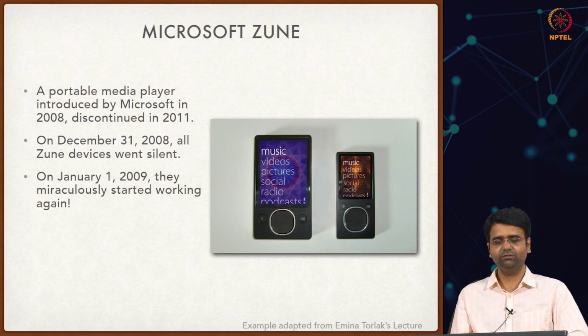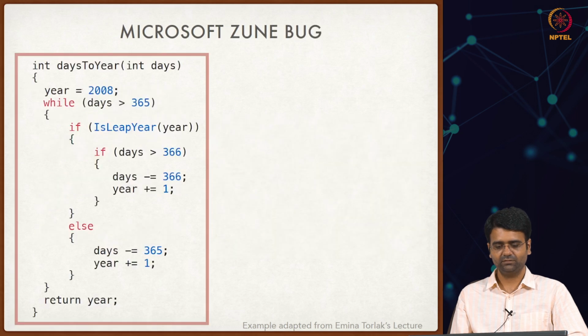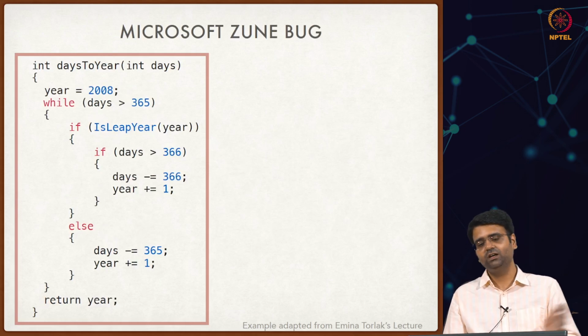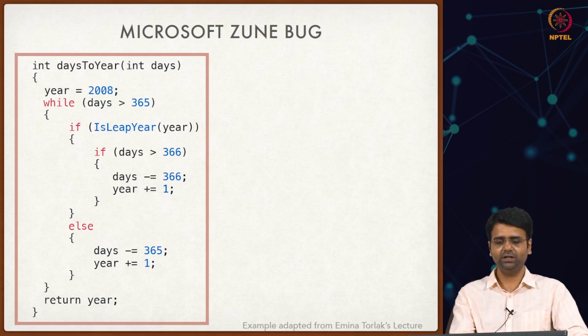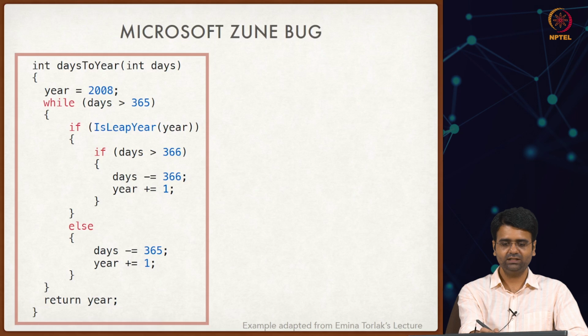The reason why this happened was a very subtle bug, and what we are going to see is where this bug is, and then try to find this bug automatically using BMC. So, here is the Microsoft Zune bug. This is a very simple piece of code, taken from the code that was present inside Microsoft Zune, and what it does is convert days to years. It is a function, days to year, which takes as input the number of days, and then computes how many years have passed.